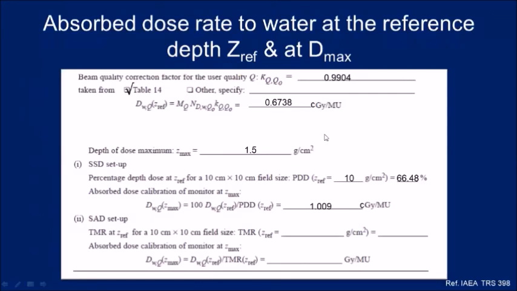So this is how you do the absorbed dose measurement for high energy photon beams. And we will go on to the next one, which is for high energy electron beams. But before we go on to that, I would request you to complete the assignments for this lecture.